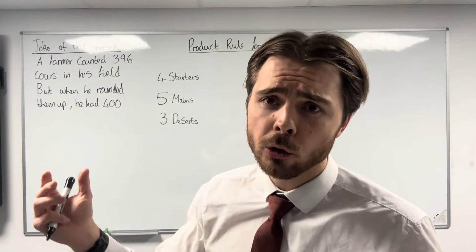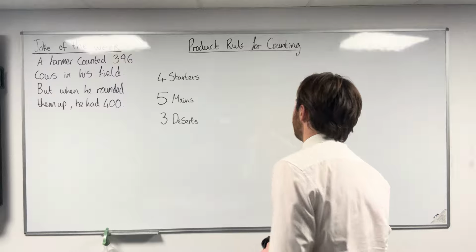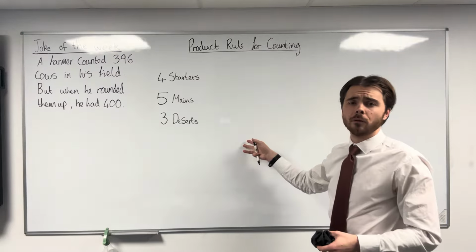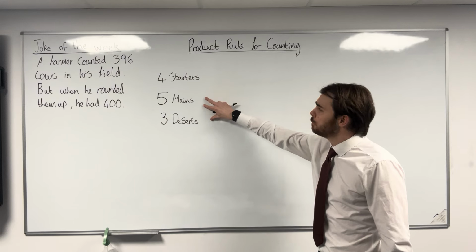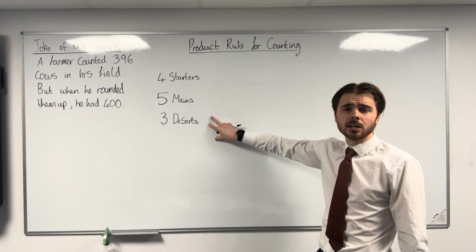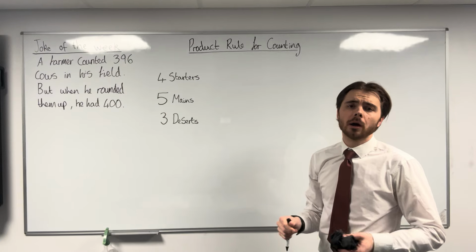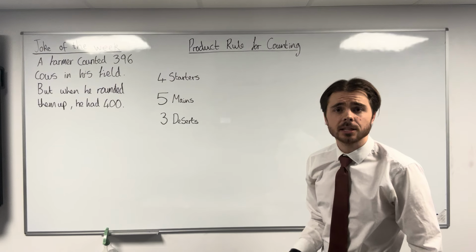Mr. Weed and Maths. We're on a brand new topic today called product rule for counting. So I've got an example over here. In a restaurant, there are 4 starters, 5 mains and 3 desserts. What we're going to do is work out the total possibilities this could be.